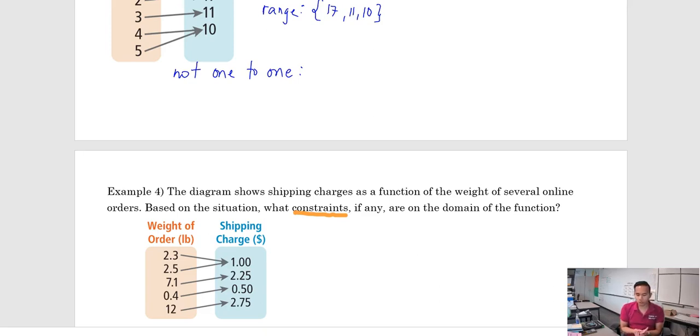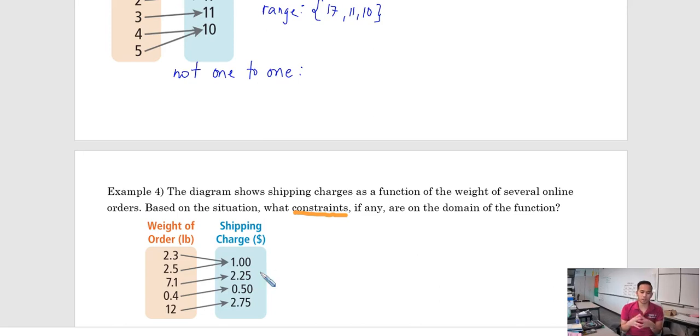So for us to understand that, by just looking at the table, the domain, the input, or the independent value, is the weight of the order in pounds, which is the orange here. Next is the output, or the range, or the dependent variable, which will be the shipping charges, meaning your shipping charges will only depend on the weight of the order. That's why we call it the dependent variable.